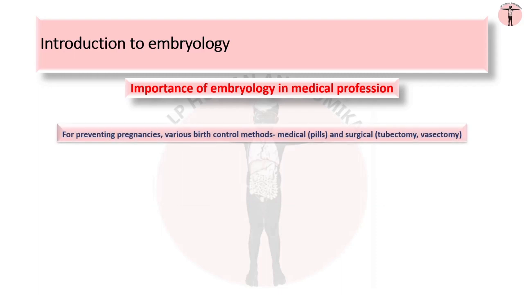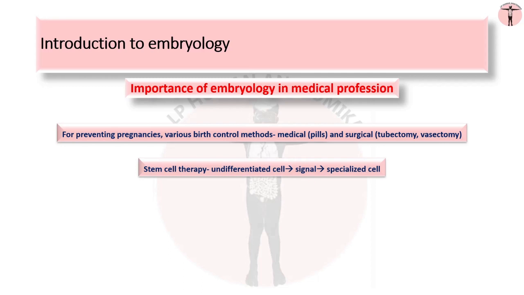For preventing pregnancies, various birth control methods, both medical like contraceptive pills and surgical techniques such as vasectomy and tubectomy, are available. A basic knowledge of embryology is required for understanding the mechanism of action of these methods.